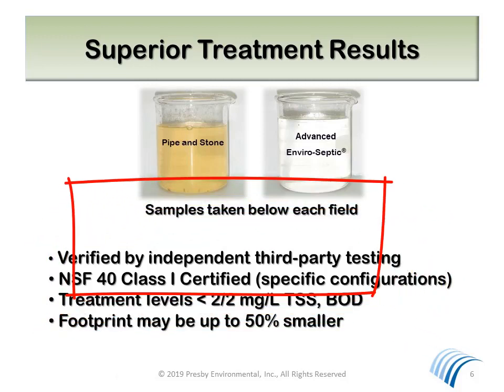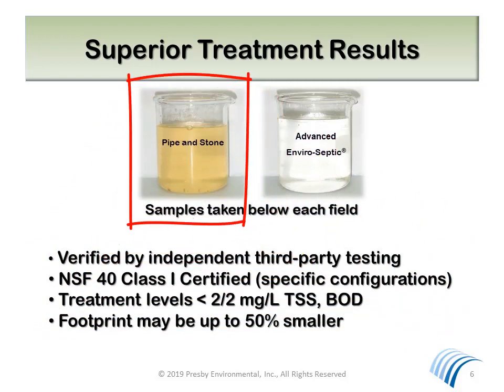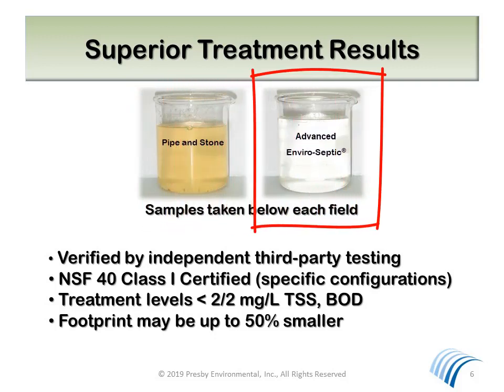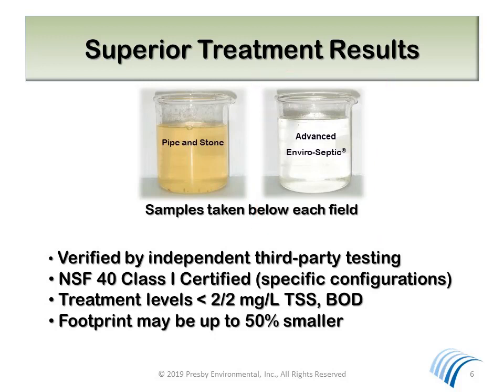The beaker on the left represents a leachate sample that was taken 6 to 12 inches below a traditional pipe and stone field. And the beaker on the right represents a sample taken 6 to 12 inches below an Enviroseptic pipe. Visually, you get a sense of the treatment quality of the effluent leaving each system.